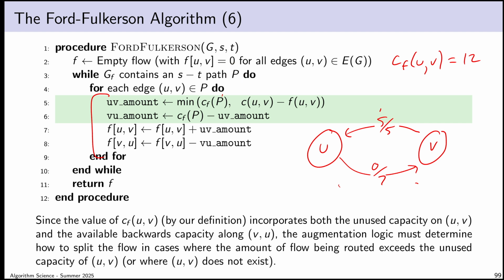So let's hypothetically consider a situation where the capacity of my augmenting path is not 12. Let's suppose that it's 8. Okay, so how do I push 8 units from U to V?